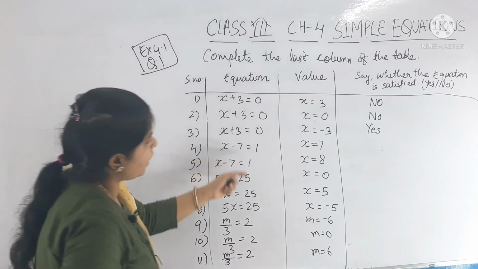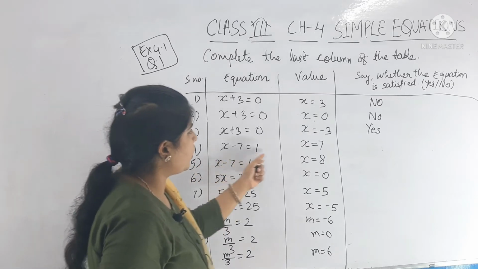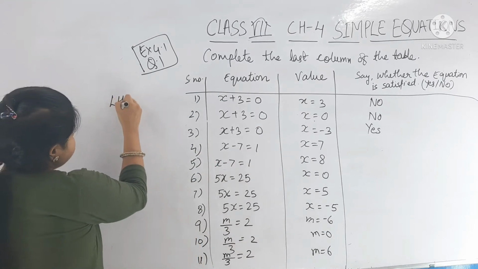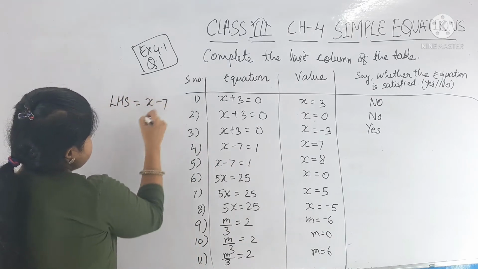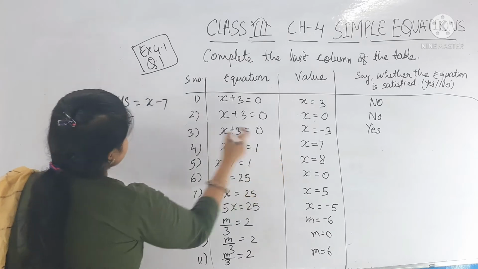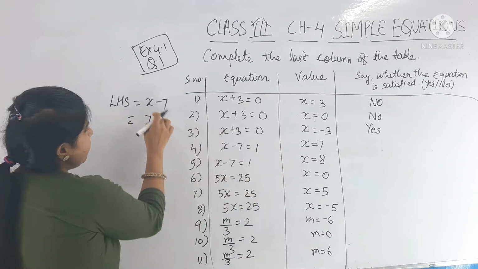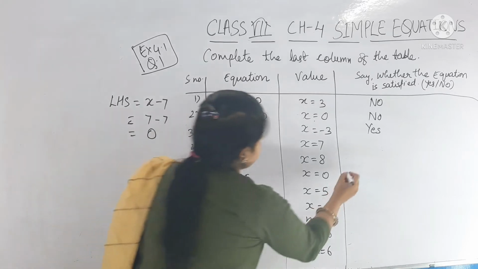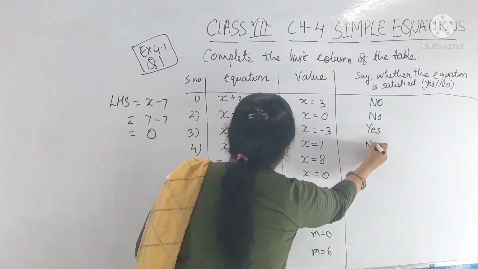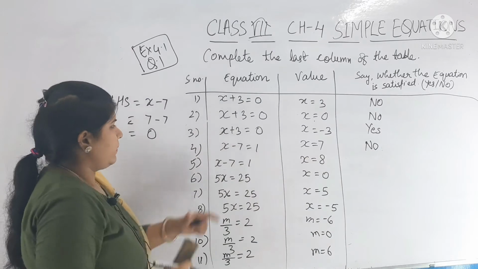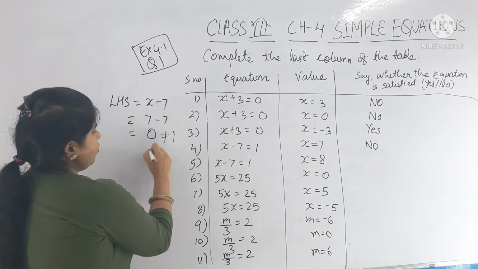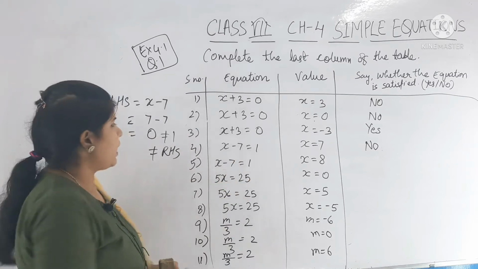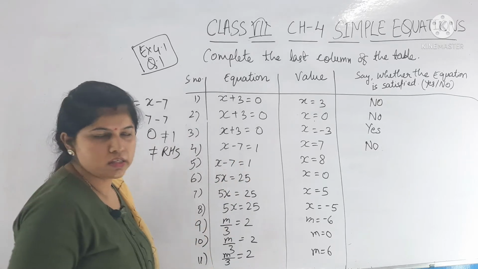Now come to the fourth part. Here x minus 7 equal to 1 for x equal to 7. So we have to check the LHS, x minus 7, for x equal to 7. We put the value x equal to 7 here. 7 minus 7 is 0, so it is no. That is not equal to 1, not equal to RHS. Right hand side we have 1 and here it is coming 0.